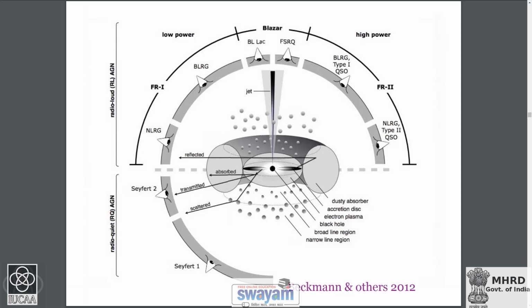On the other hand, if you see the galaxy edge on, that means you are looking into the torus. In such a scenario, the broad line regions are blocked from the view of the observer, and consequently in the observed spectrum you see only the narrow lines. Such a source is called a Seyfert 2. So, there is observational evidence to support this unification model.